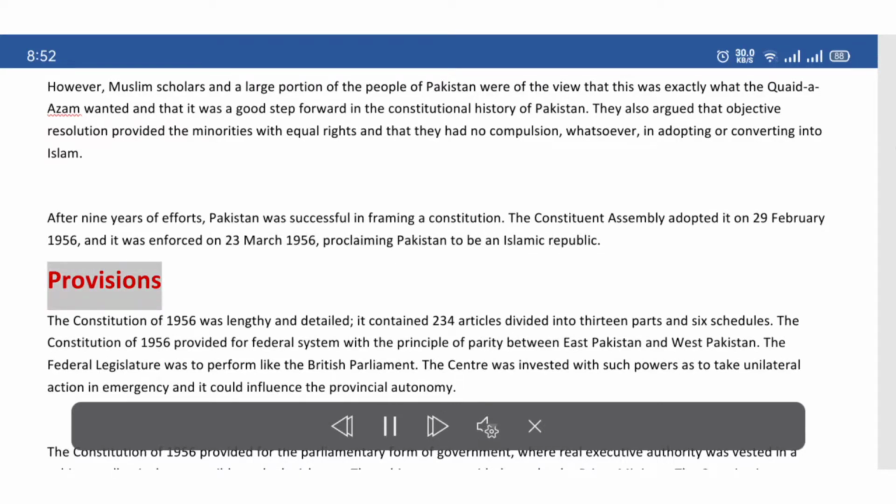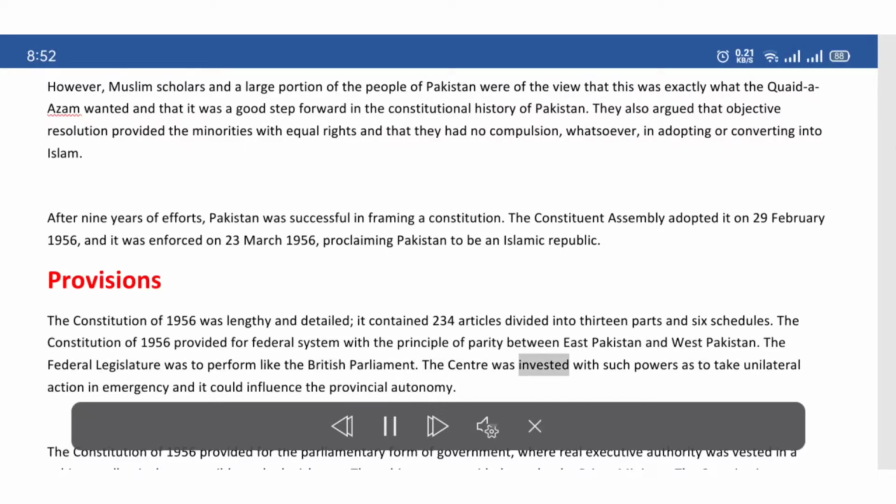Provisions. The Constitution of 1956 was lengthy and detailed. It contained 234 articles divided into 13 parts and 6 schedules. The Constitution of 1956 provided for a federal system with the principle of parity between East Pakistan and West Pakistan. The federal legislature was to perform like the British Parliament.